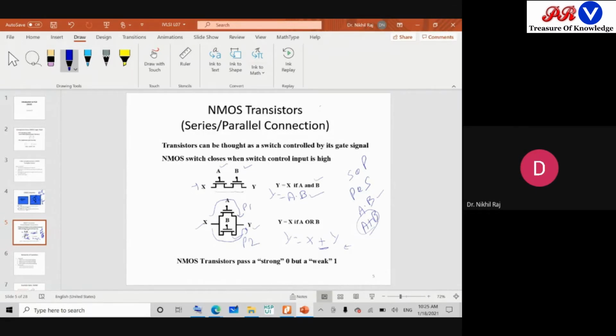Now the question comes, when it is possible to realize the function using only NMOS, why do we go for CMOS? So if you recall, we have seen that the NMOS was a good passer of 0. But when logic 1 was tried to pass, there was a VTH drop.